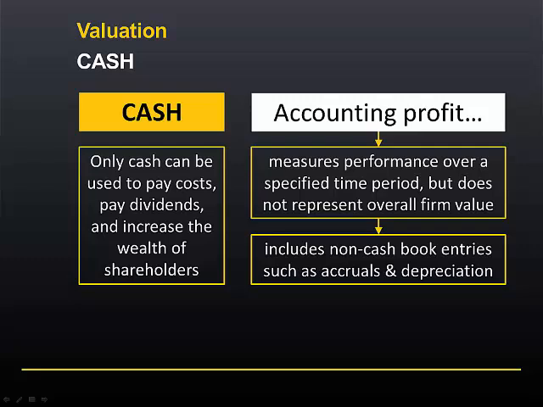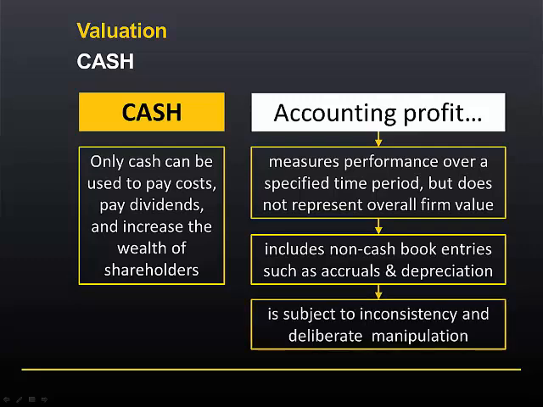Depreciation is also designed to match revenue with expenses and is treated as an expense in accounting, but it is not a cash flow. Just because you've included depreciation in your calculation of profit doesn't mean any cash has changed hands. The cash changed hands when you bought the asset being depreciated, probably years earlier. Another problem with accounting profit is that it is subject to inconsistency between firms and possibly deliberate manipulation. This is much less likely with cash, and it is therefore a more reliable indicator of value.